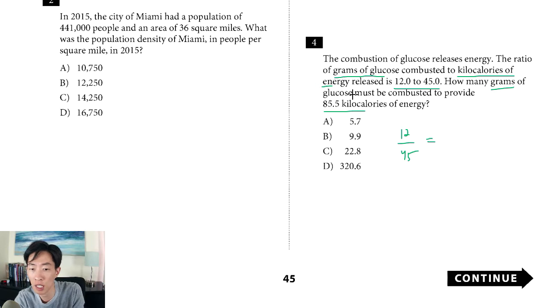So the question is asking how many grams must be combusted to provide 85.5 kilocalories. Grams is up here, kilocalories is down there. We put the 85 here, cross multiply, 12 times 85 divided by 45. You don't actually have to do this on your calculator, because what you'll notice is that 12 is about 1/4 of 45. So you're looking for something around 20. And obviously the closest answer is going to be C. If you did it on your calculator, that's fine. You're not really wasting much time.